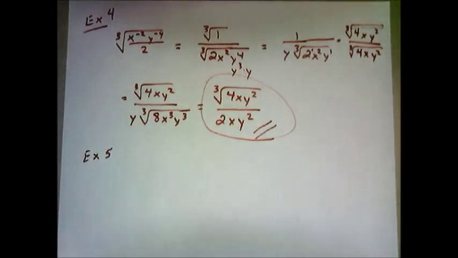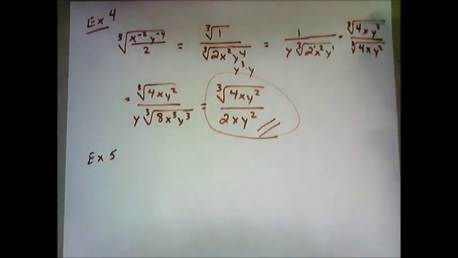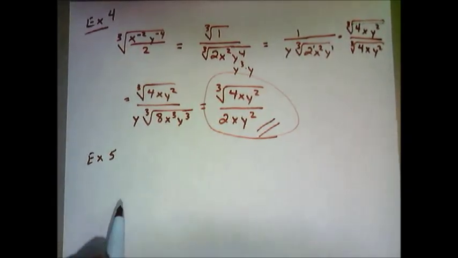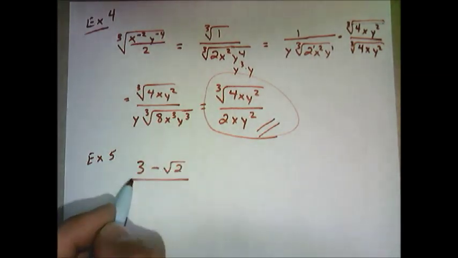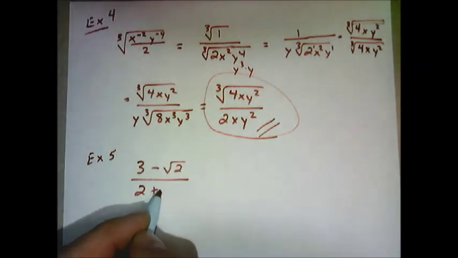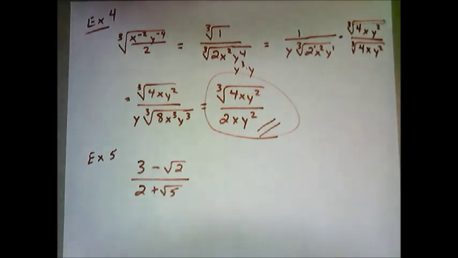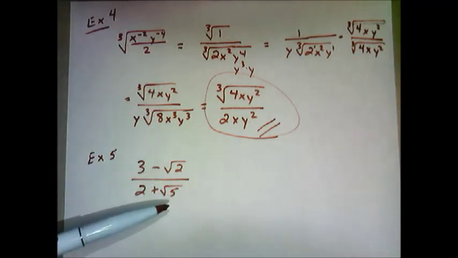Now let's go ahead and look at example 5, where we're going to bring in the conjugate. Here, let's go ahead and take 3 minus the square root of 2, divided by 2 plus the square root of 5. Notice here we have a binomial now on the bottom. We have 2 plus the square root of 5. I have to think of a number that I can multiply this by in order to get rid of that radical. Now, in our previous problems, we always multiply by what was under that radical.